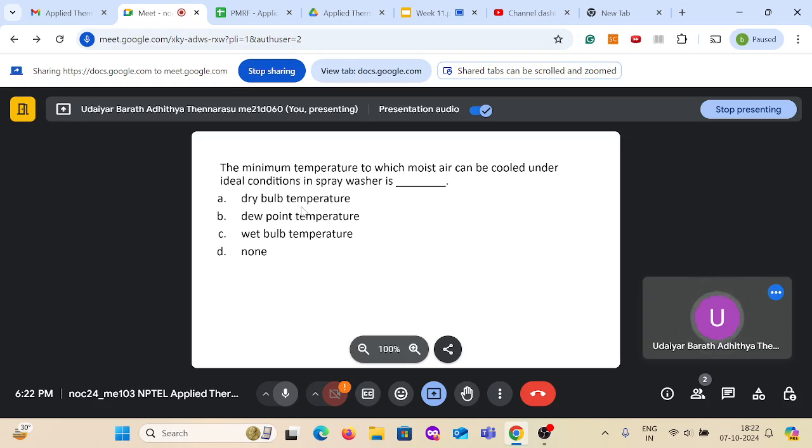The spray washer is nothing but similar to your cooling tower, or you can say your air coolers. You are spraying water and you are flowing air. The minimum temperature it can cool that air to is the wet bulb temperature. That's the equilibrium temperature which can be reached between the water and the air. So even the air can only reach the wet bulb temperature. So the answer is option C, wet bulb temperature.